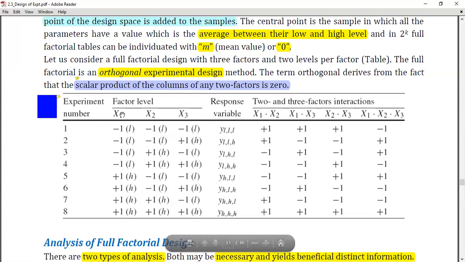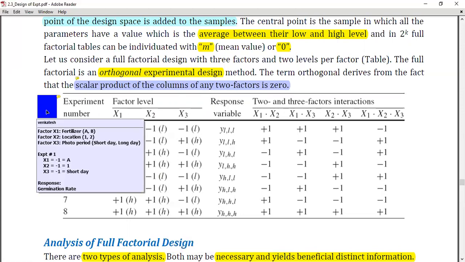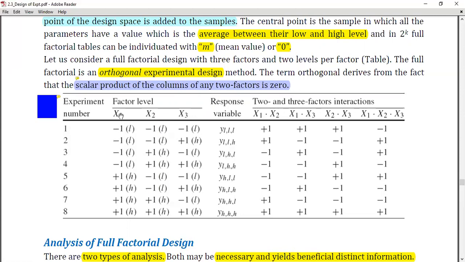In this experimental combination, 8 experiments are written in a particular order. How do we write it? Remember, x1, x2, x3, we are not differentiating them as primary and nuisance factors. All are equivalent: fertilizer, location, photoperiod, all are equivalent factors. So for the first factor I write -1 first, +1 next. How much do I have to write? 50% I'll write -1, next 50% I'll write +1.